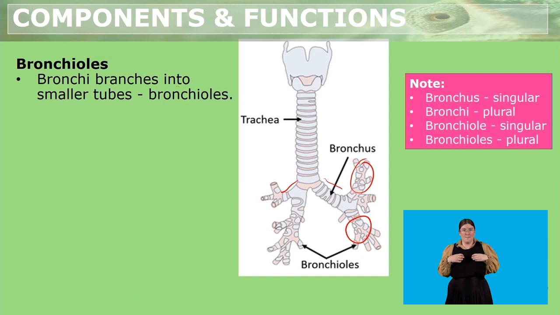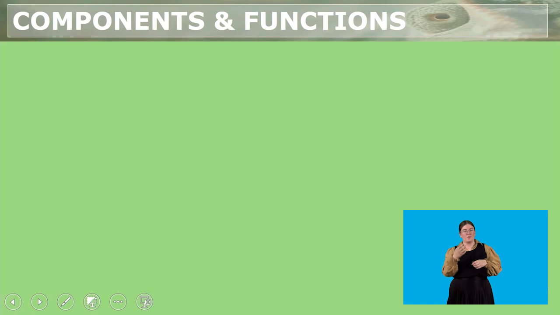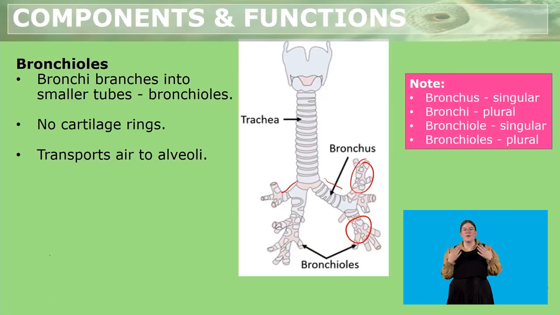Okay, bronchi branches into smaller tubes called the bronchioles. There are no cartilage rings. They transport air to the alveoli. So the alveoli, so each of the bronchioles are connected to the alveoli.